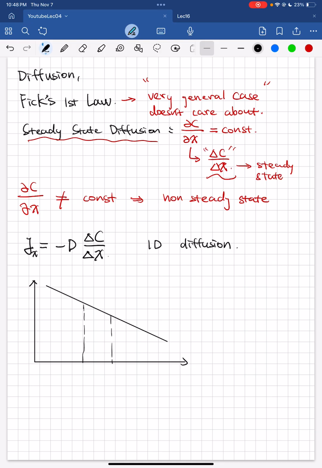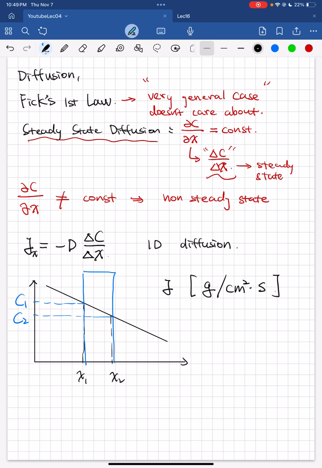So there are 2 points. You can think of this as a wall, okay? This wall. Now the concentration on this side of the wall is C1, and the concentration on this side of the wall is C2. Then the flux, which has a unit of gram divided by cm squared multiplied by second, is equal to minus D delta C divided by delta X. So you can easily see that this is the slope, right? Slope equal to delta C over delta X.